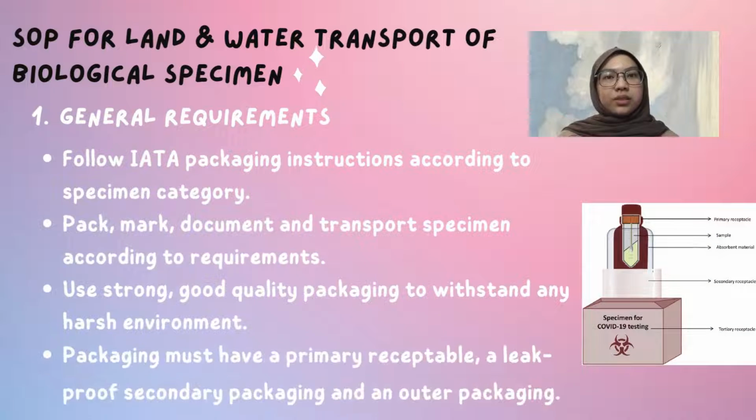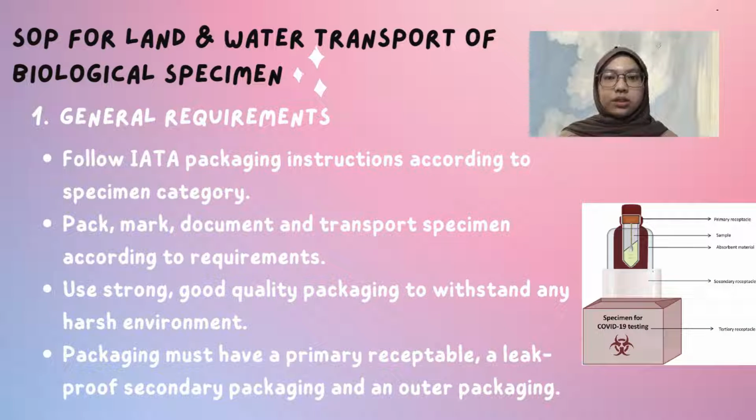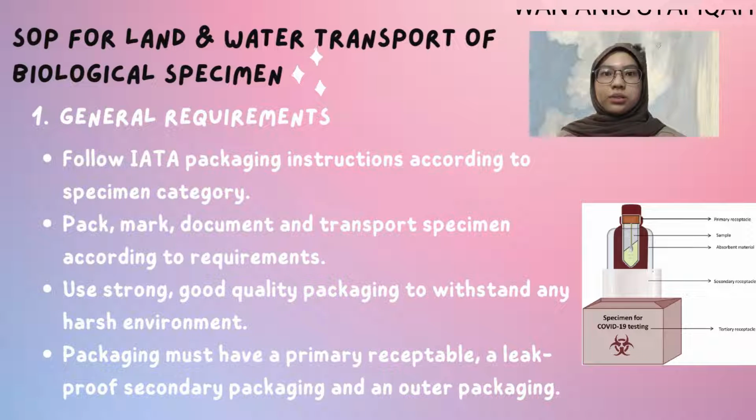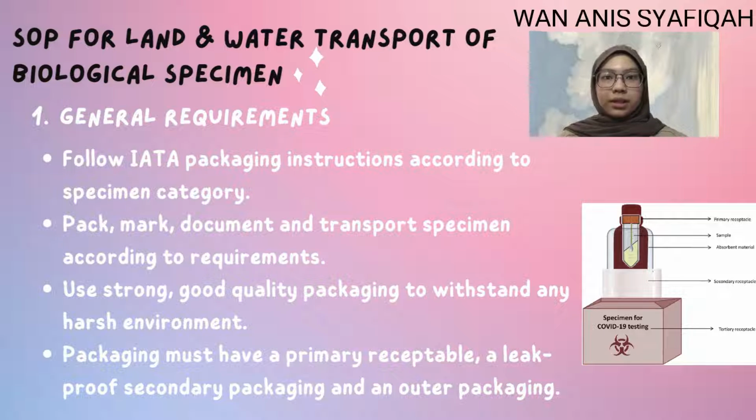Another example is the SOP of land and water transport for biological specimens. The general requirements are to follow the International Air Transport Association packaging instructions according to specimen category. It is important for the specimen to be packed, marked, documented, and transported accordingly. Strong, good quality packaging should be used to make sure the packaging can withstand any conditions. And lastly, the packaging must consist of a primary receptacle, a secondary leak-proof packaging, and an outer packaging for a secure transport.